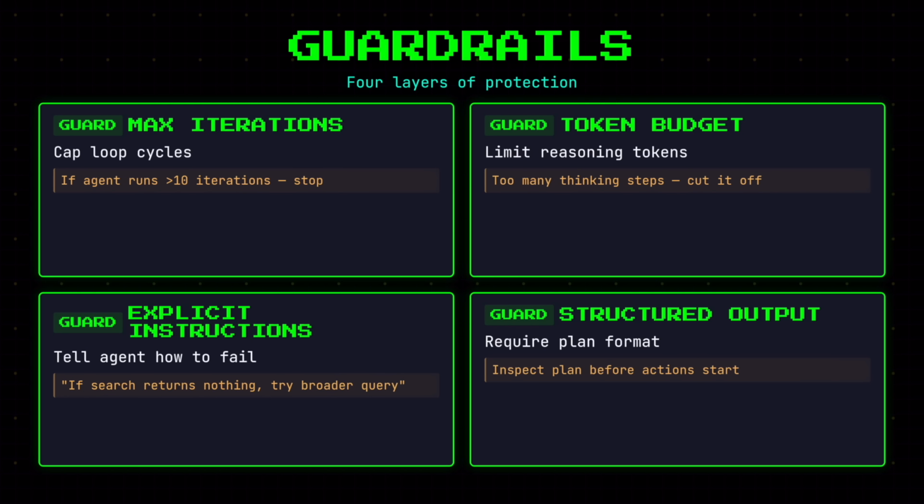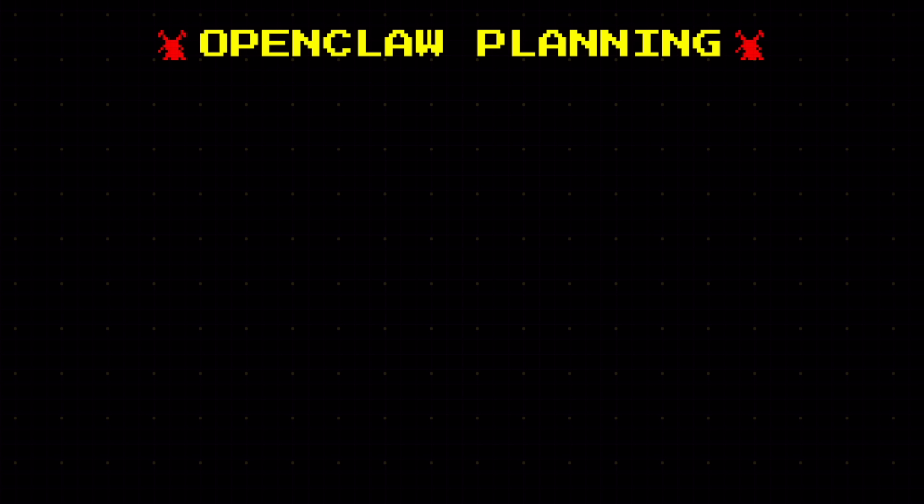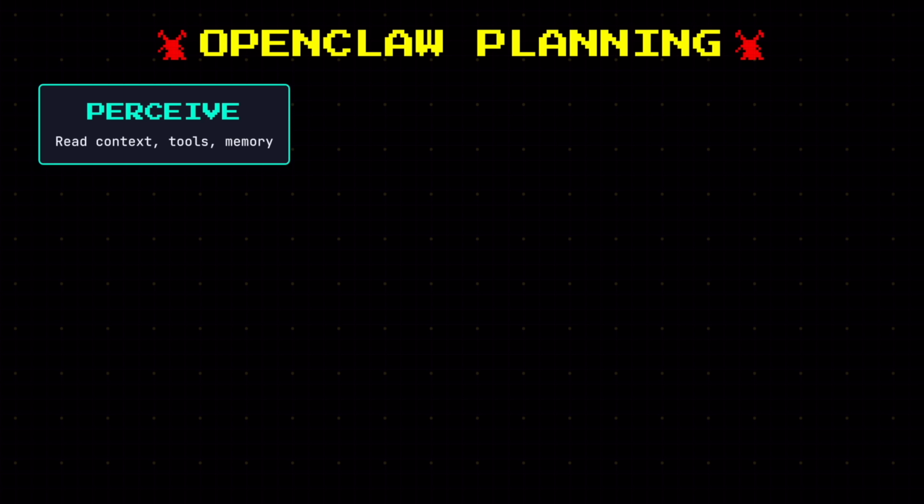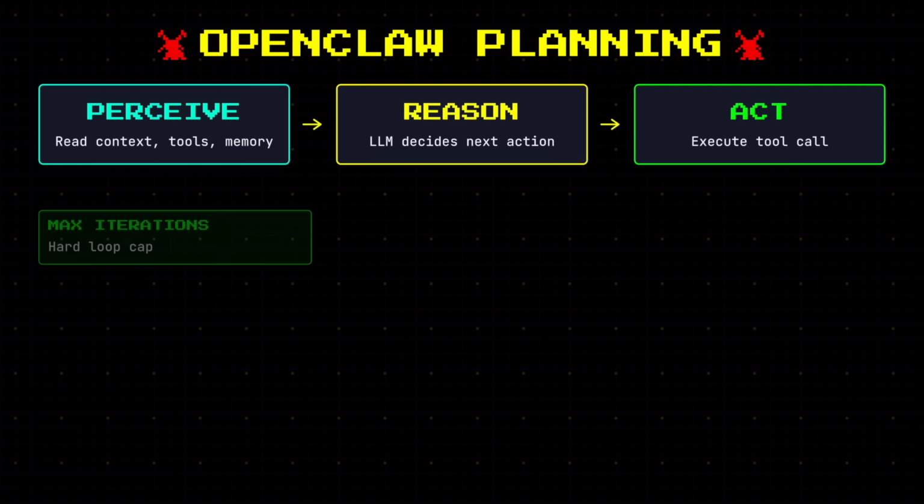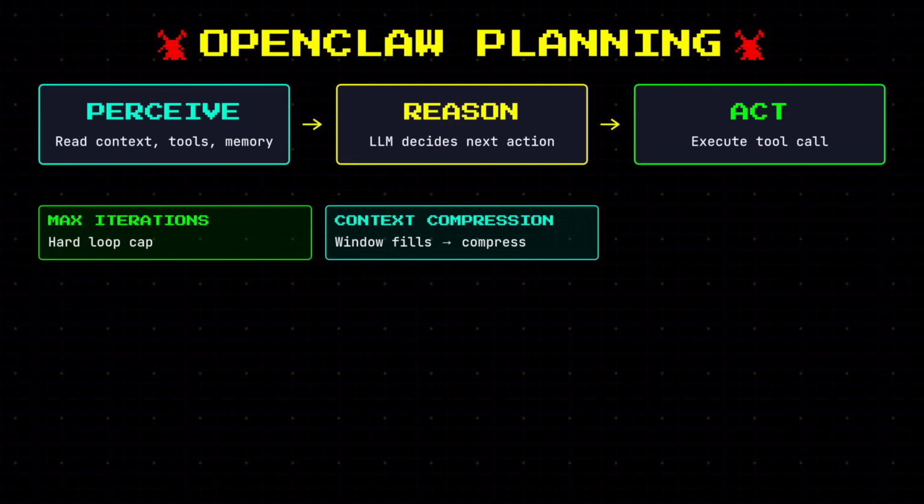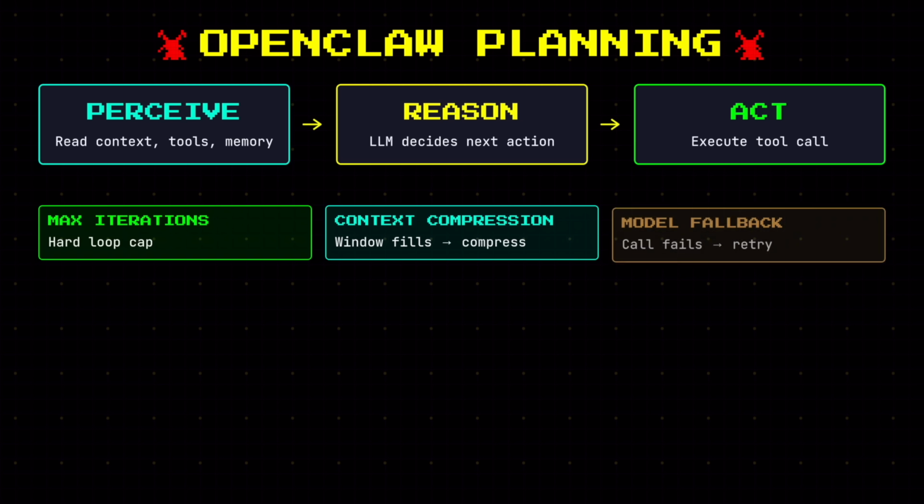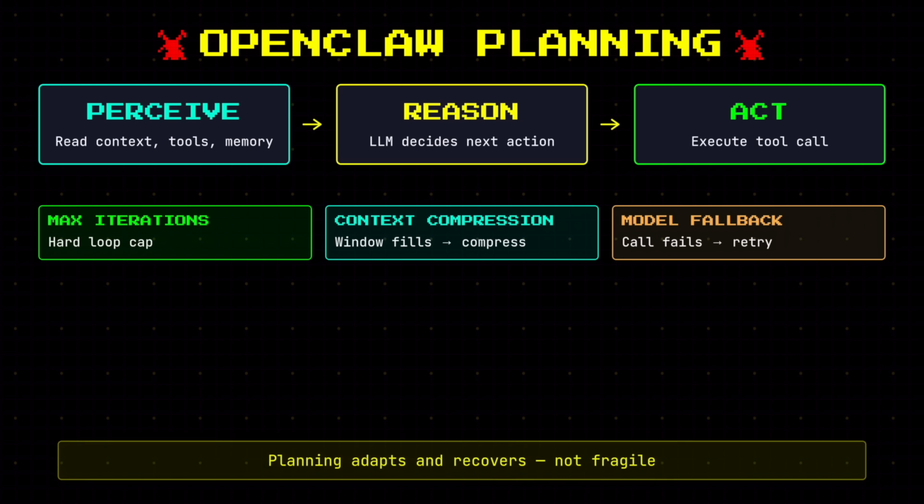OpenClaw's agent loop handles planning naturally through the perceive, reason, act cycle. The LLM reasons about what to do next at each step. The orchestration layer enforces guardrails: maximum iterations, context compression when the window fills up, and fallback to different models if a call fails. This means planning isn't fragile or brittle. It adapts and recovers.